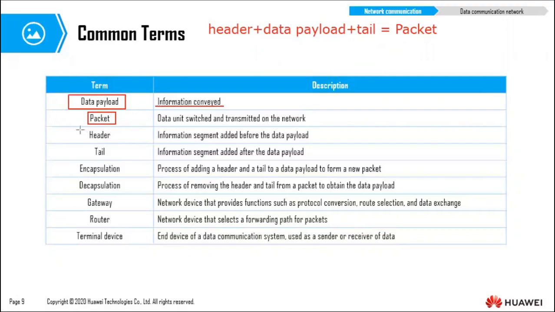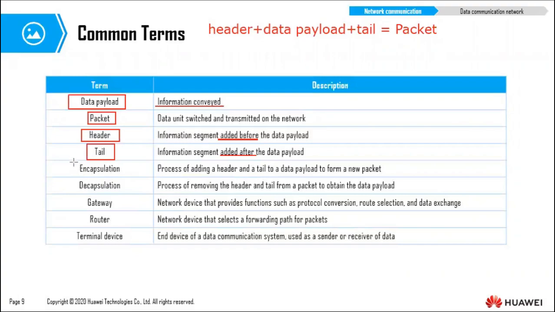Then we have the header. So we say the header is an information segment added before the data payload. Then the tail is an information segment added after the data payload.